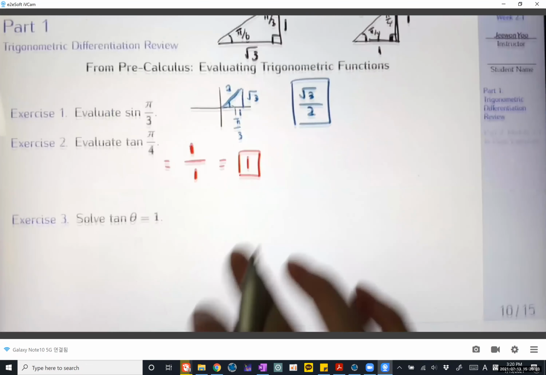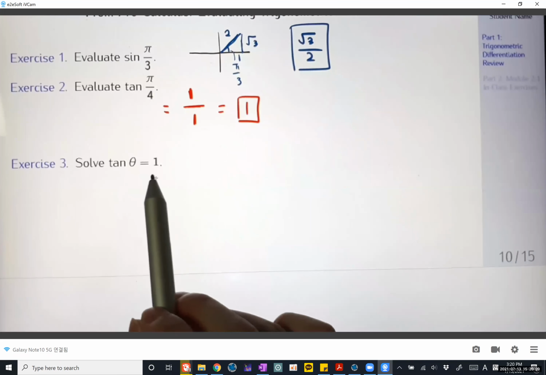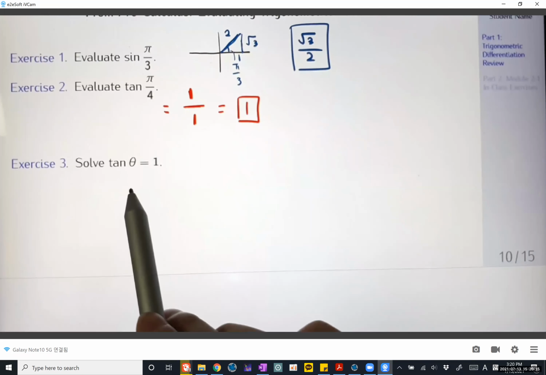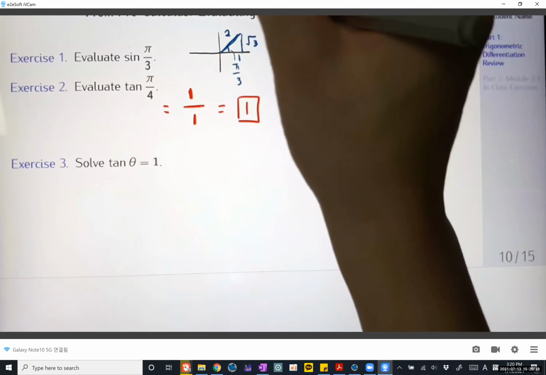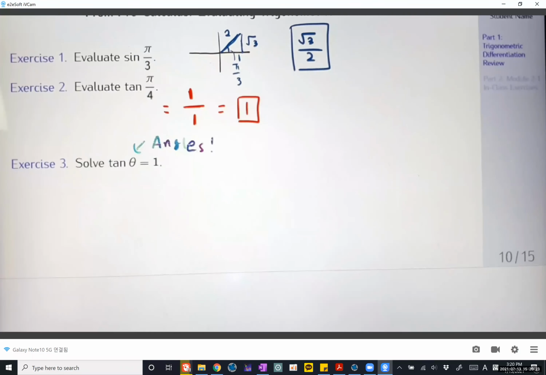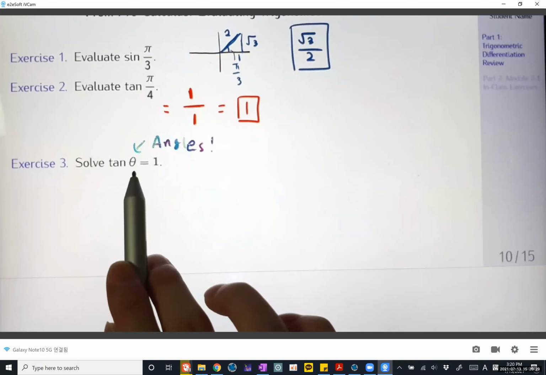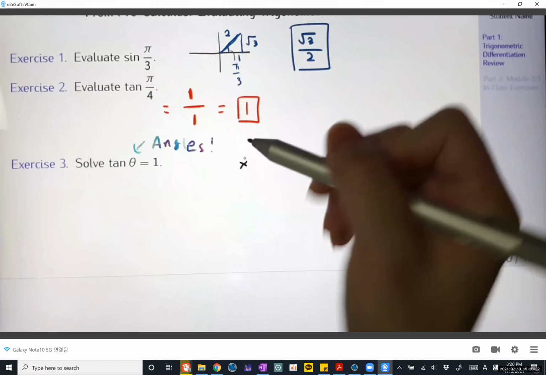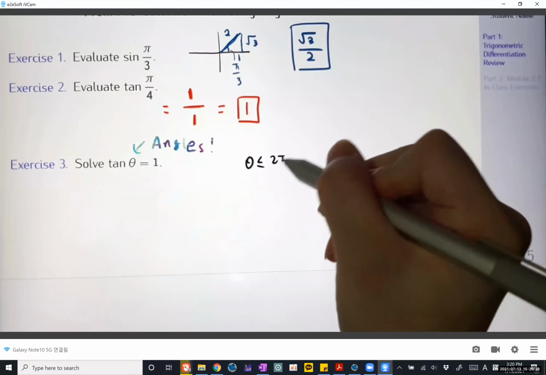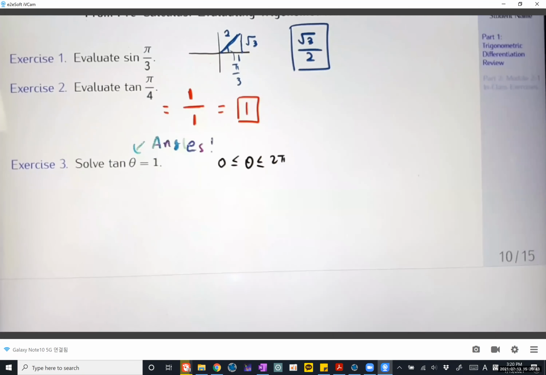Question 3, let's do it together. The next question is solve tangent of theta equal to 1. Now, this time, we're not going to evaluate. We're actually going to solve the equation. Do you know what this means? We are actually trying to find the angles. To make our life easier, can we solve this for the angle within the interval? The angle theta is between 0 and 2 pi. So we're trying to find the angle theta between 0 and 2 pi, okay? So let's begin.